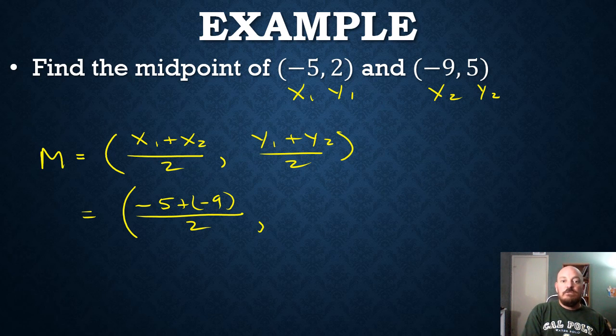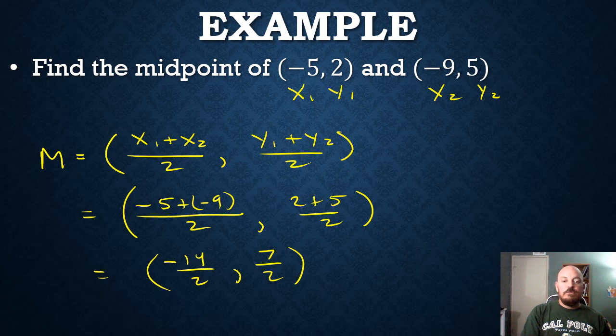And it would be, for the y's, 2 plus 5 divided by 2. So -5 plus -9 is -14. 2 plus 5 is 7. So for my final answer here, the first one we can do. Negative 14 divided by 2 is negative 7.